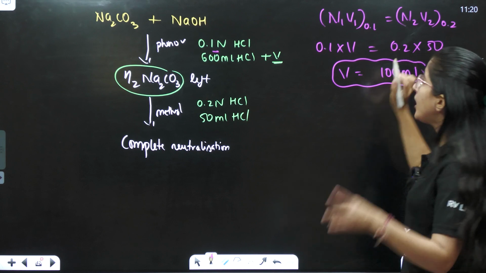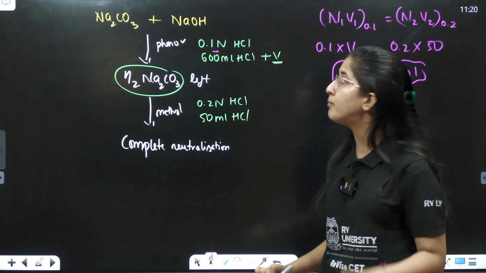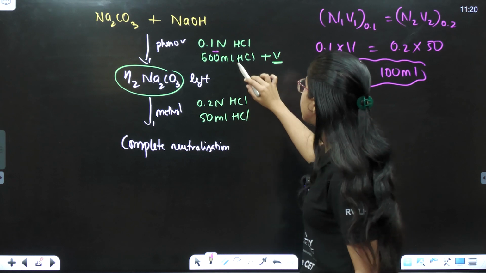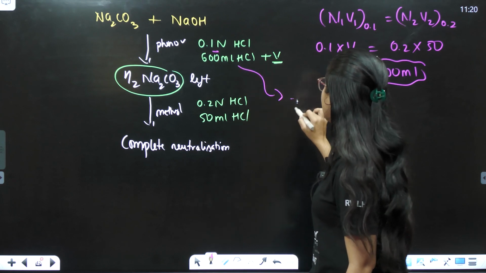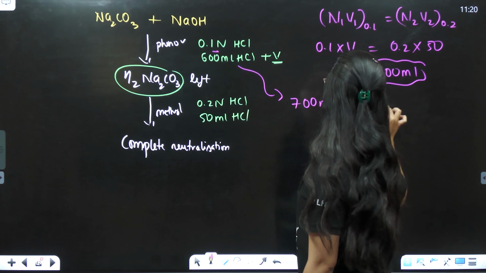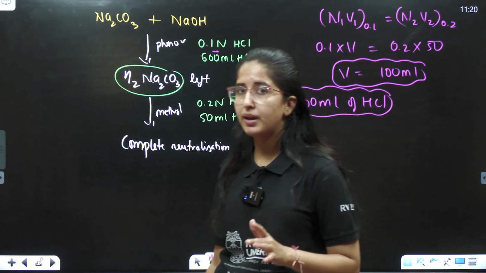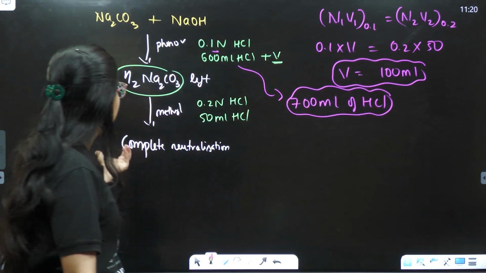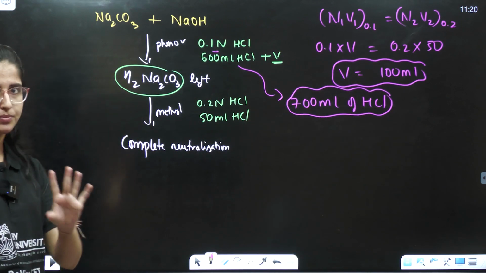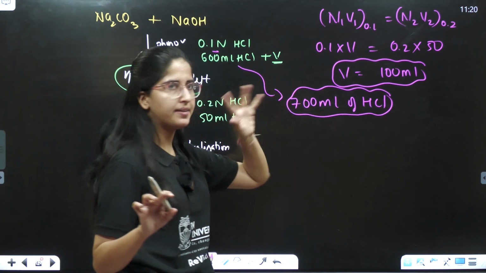So for complete neutralization, how much should you initially have added? Instead of 600 ml, you should have added 700 ml of HCl. If you had added 700 ml of 0.1 normal HCl, it would have given you complete neutralization. Correct?